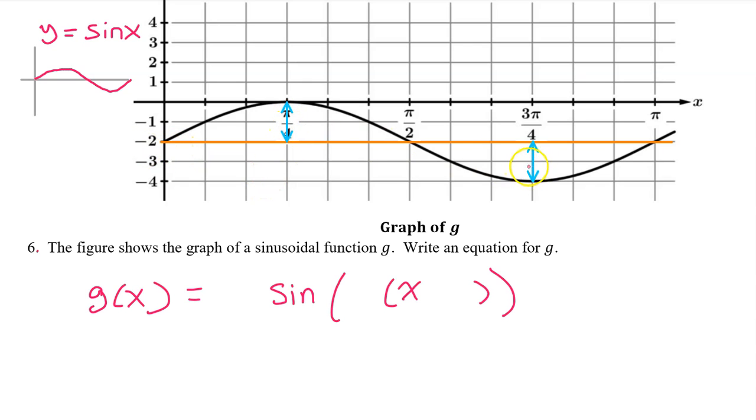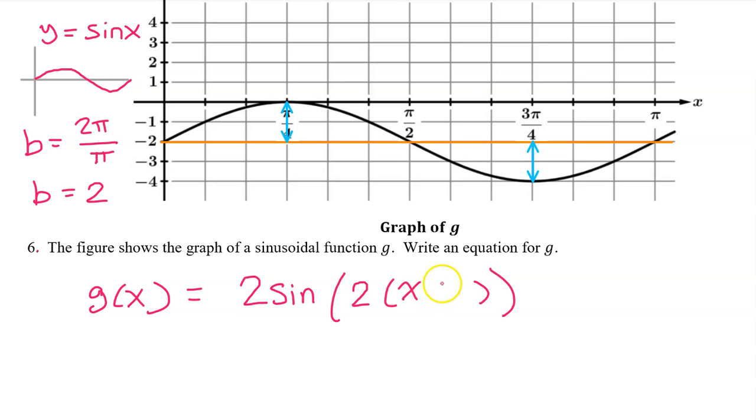Specifically, the a value will equal the amplitude, which is 2. We know that the b value is given by 2 pi divided by the period. In this case, the period starts at 0 and ends at pi, so the period is pi. The pi's cancel each other out, giving us a b value of 2, which goes right here.